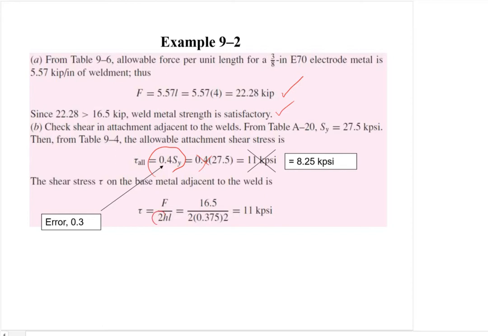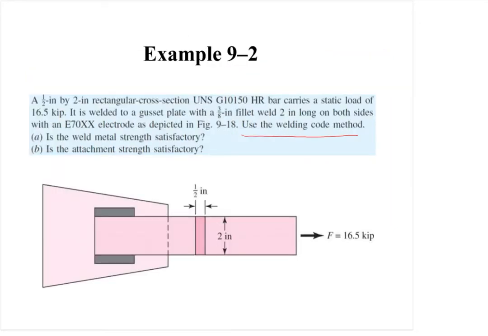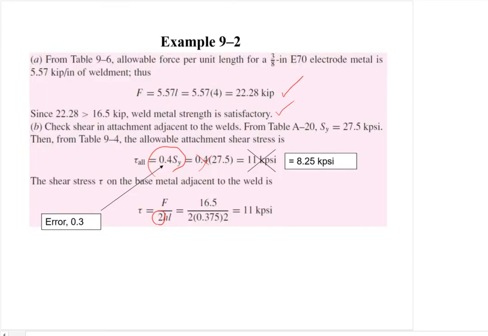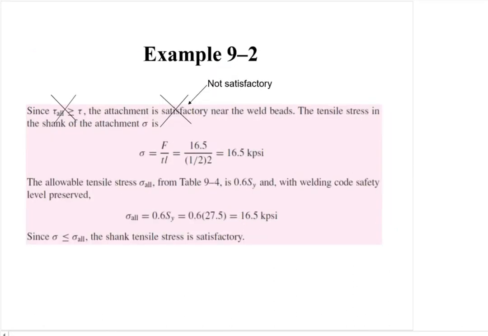Why is there a 2 here? That's not in the previous formula. Well, if you go back up to the configuration, there's 2 of them, so this is times 2. You're sharing the load, and that's why there's 2. There's 2 fillet welds, sharing the load. So that's where that 2 mysteriously comes up. Now, if you correct it, this is not satisfactory.